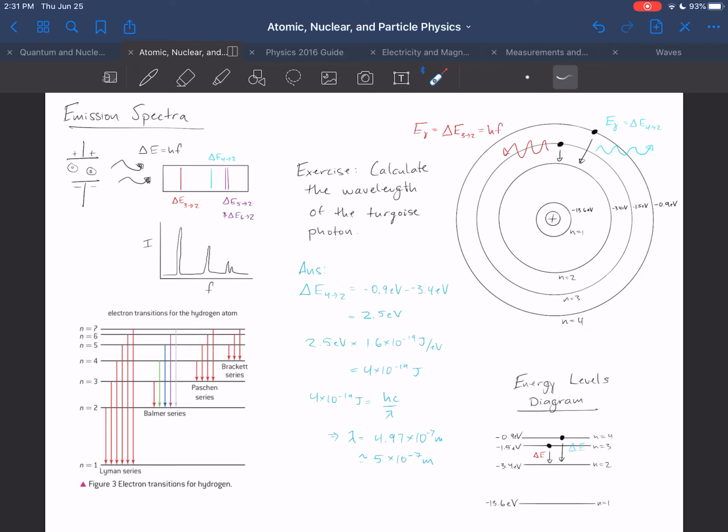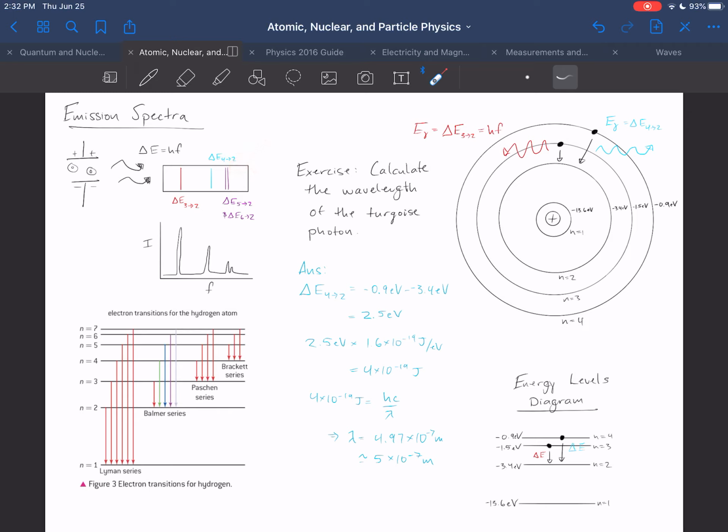Those photons are quantized discrete electromagnetic waves with a particular amount of energy. And that particular amount of energy is equal to the difference in the energy levels of the atoms themselves. For hydrogen, there are a very clear and discrete set of lines.